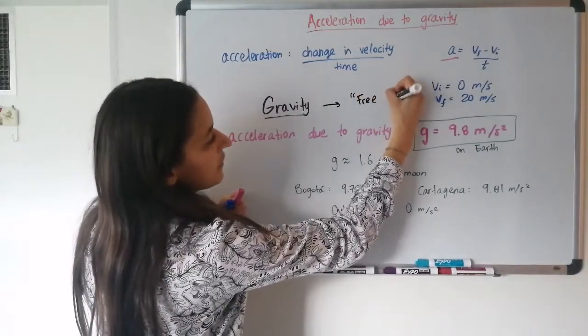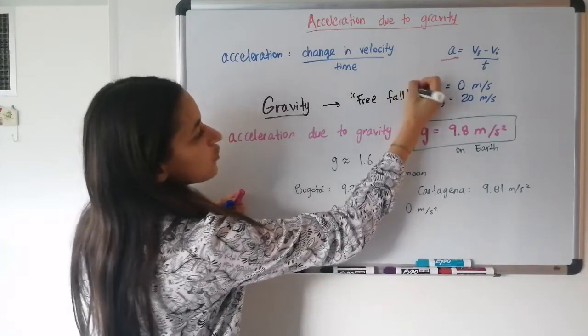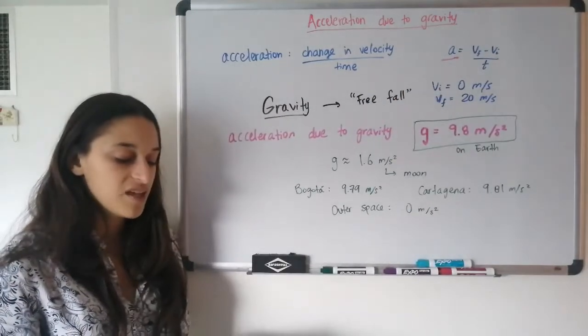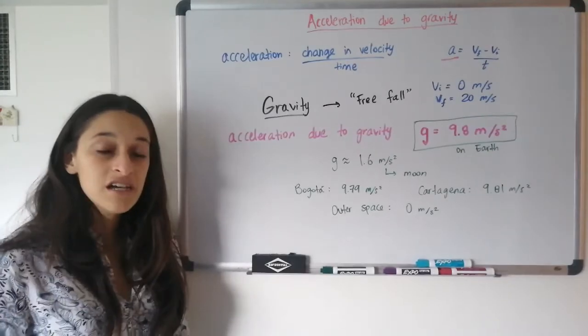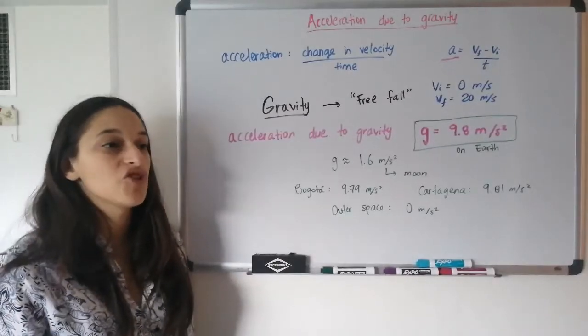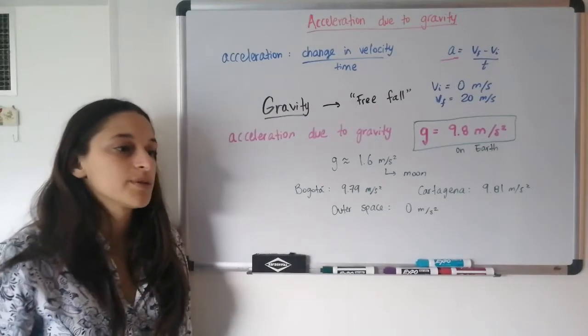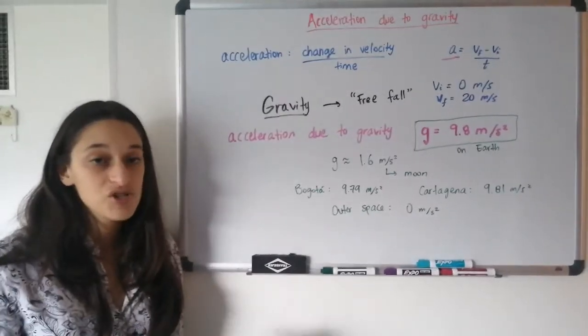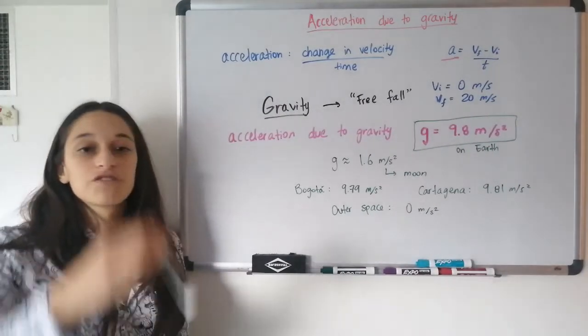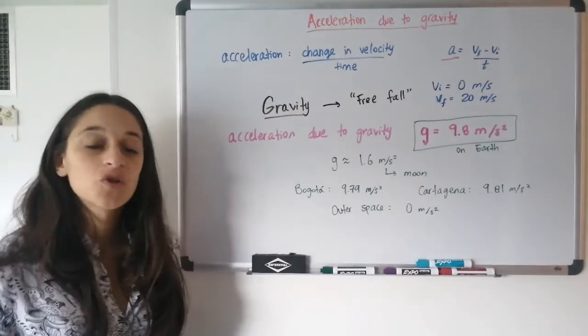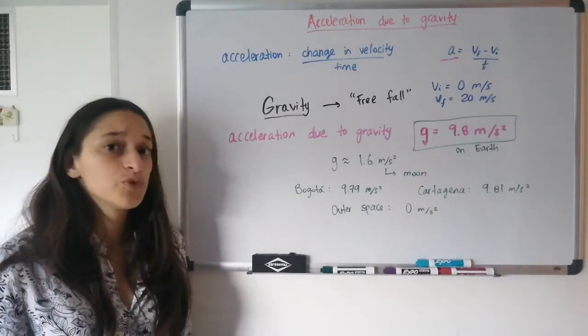Free fall. So free fall just means that an object is being acted upon by gravity, so it's falling, but it isn't being stopped by anything. It doesn't hit anything, it doesn't have a parachute, it's just falling because of gravity. Something about this might be sounding a little weird to you.